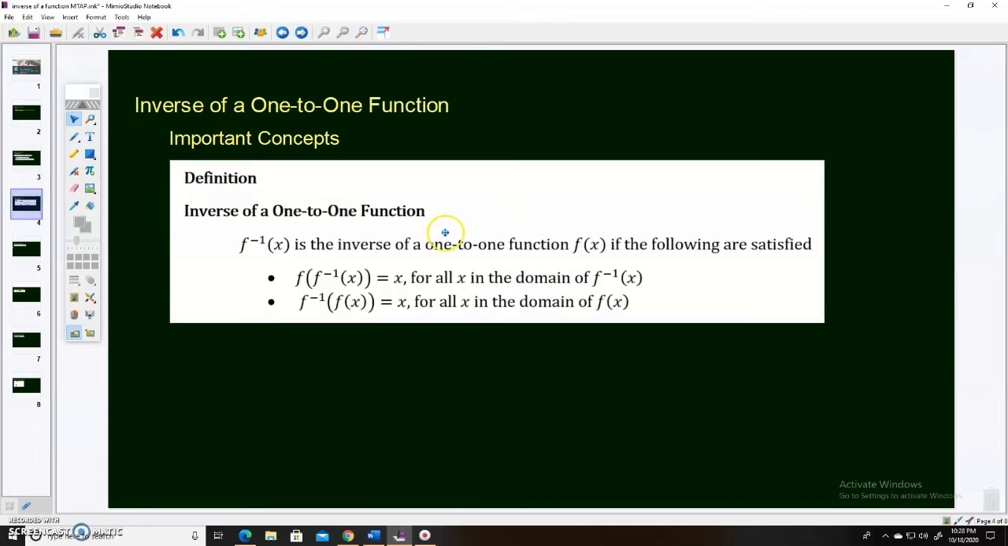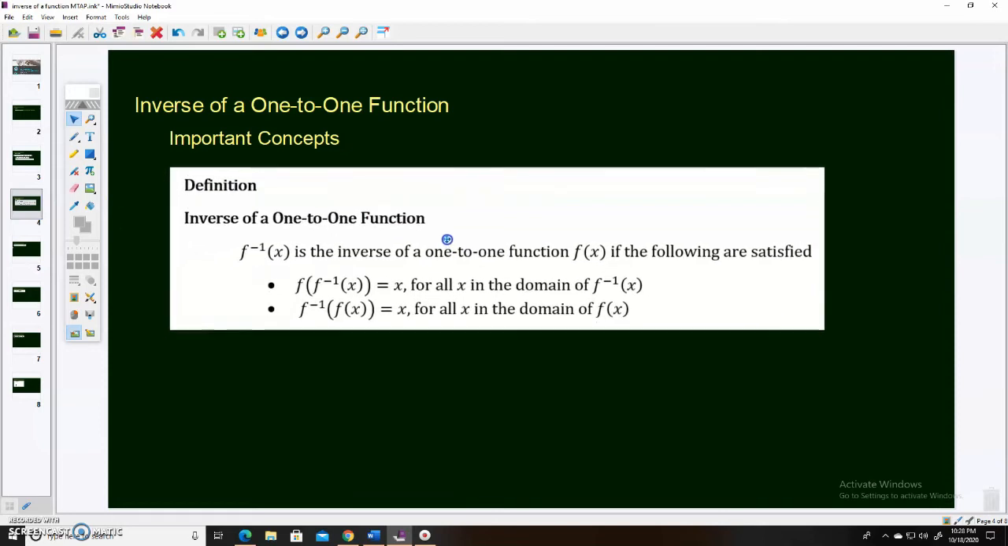Next, the definition of a one-to-one function and the definition of the inverse of a one-to-one function. Notice the symbol f to the negative 1. That's not a power. That's simply a symbol to denote the inverse. It's the commonly used symbol. So f inverse of x is the inverse of a one-to-one function f of x if the following are satisfied.